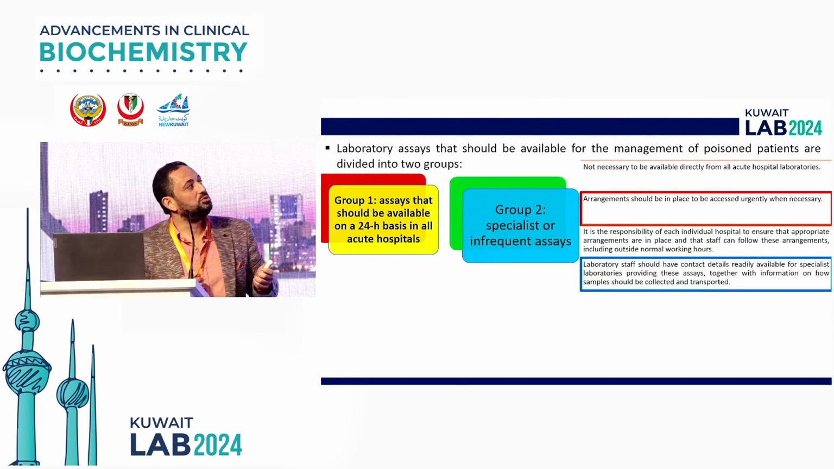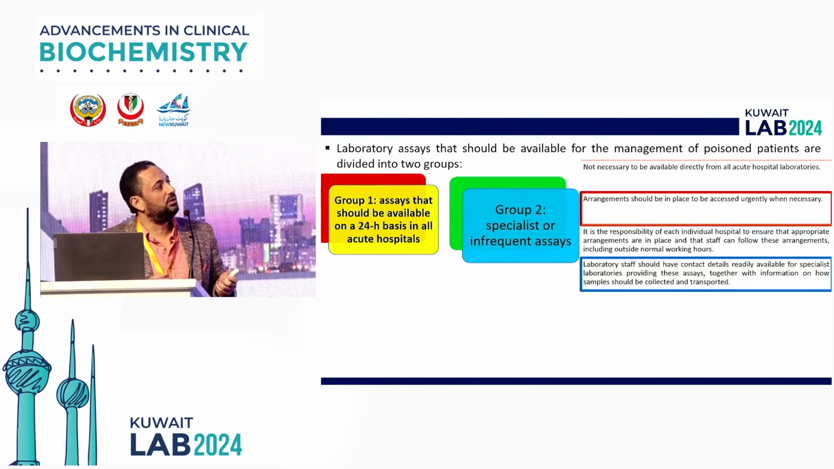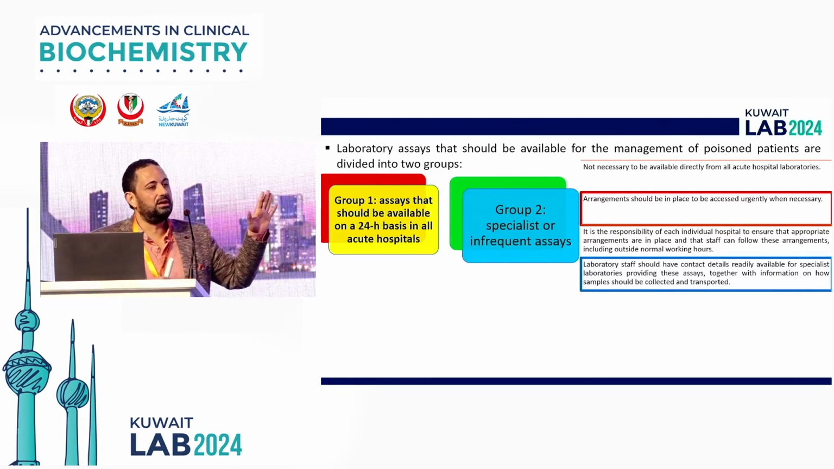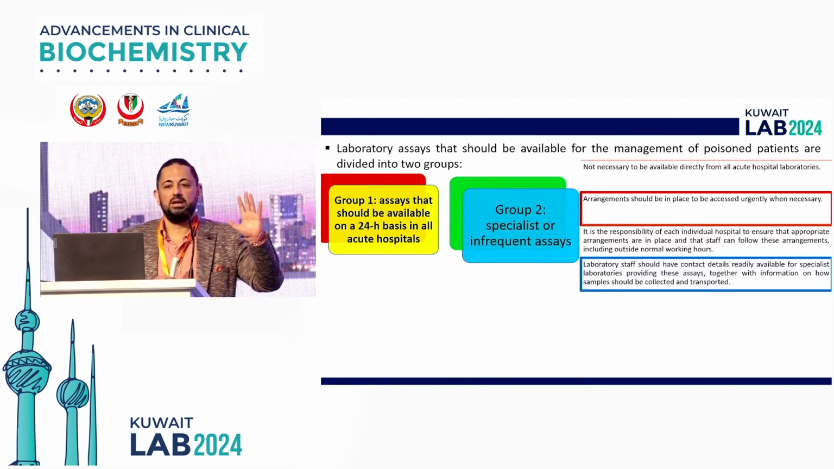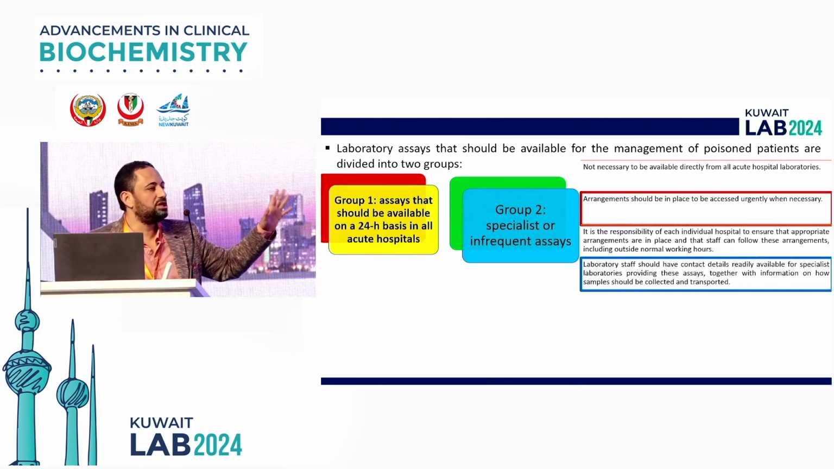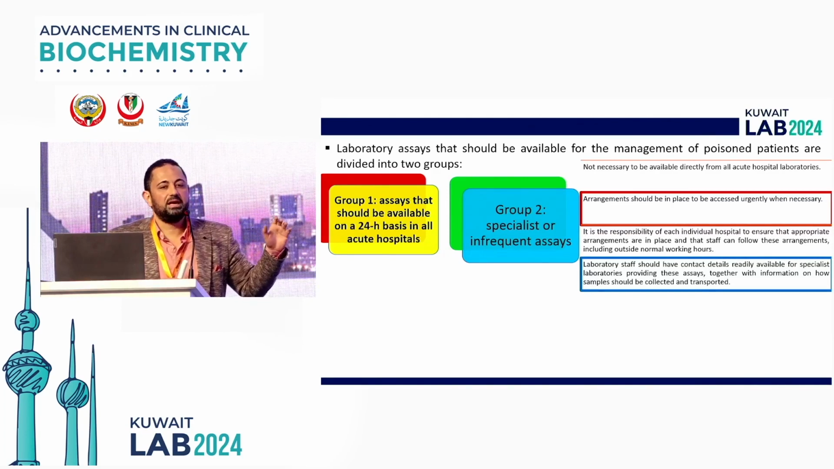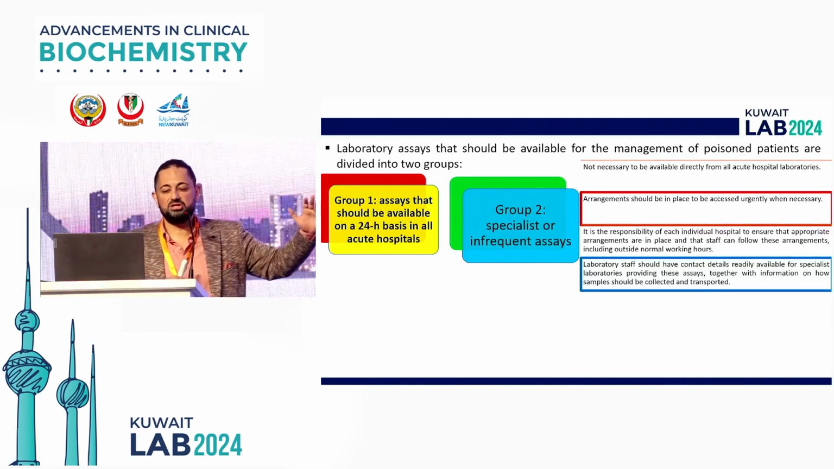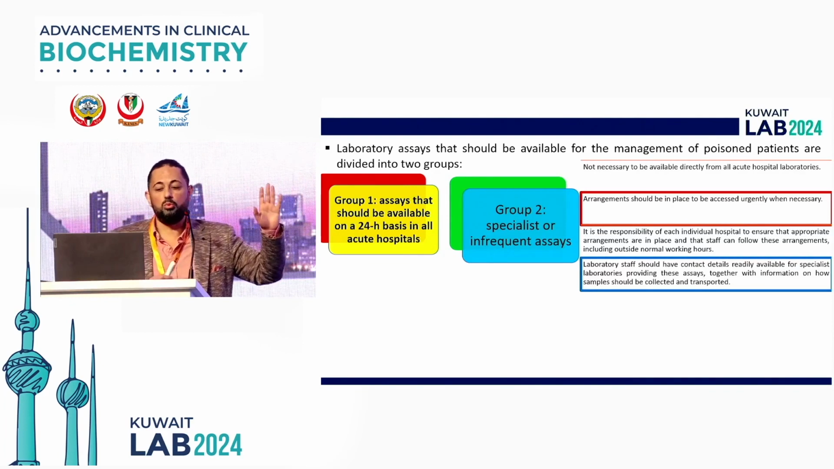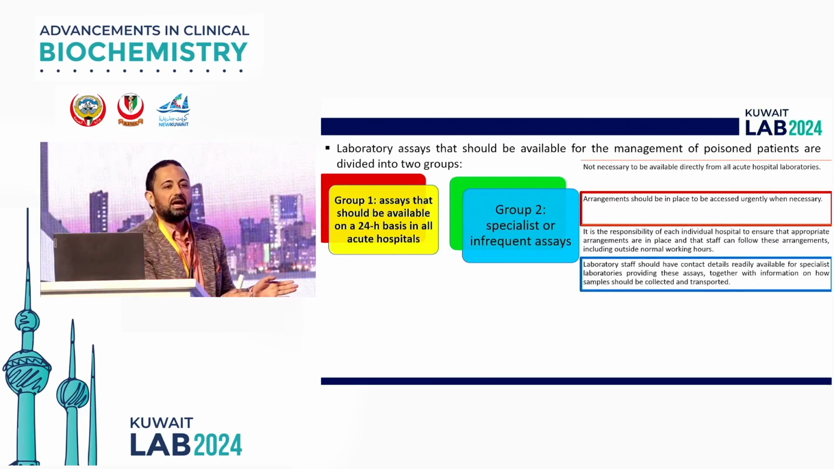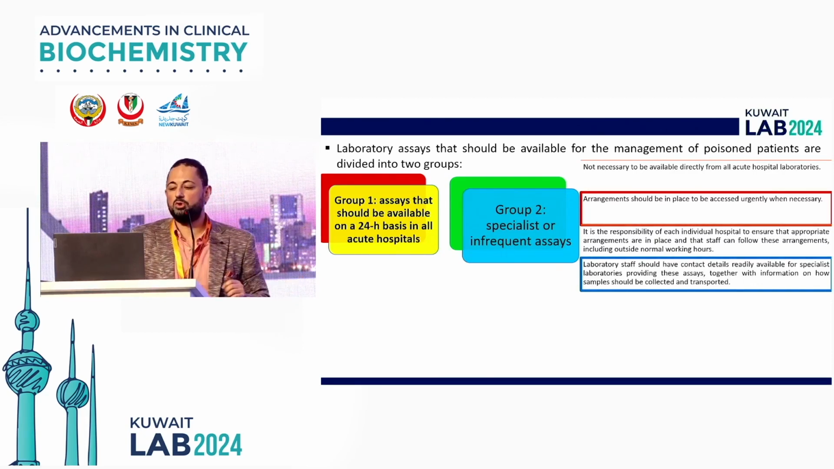Laboratory assays that should be available for the management of poisoned patients, according to the National Poison Information Service, UK, in cooperation with the Association of Clinical Biochemists. They classified them into group 1, which should be available on a 24-hour basis in all acute hospitals managing acute toxicological emergencies.